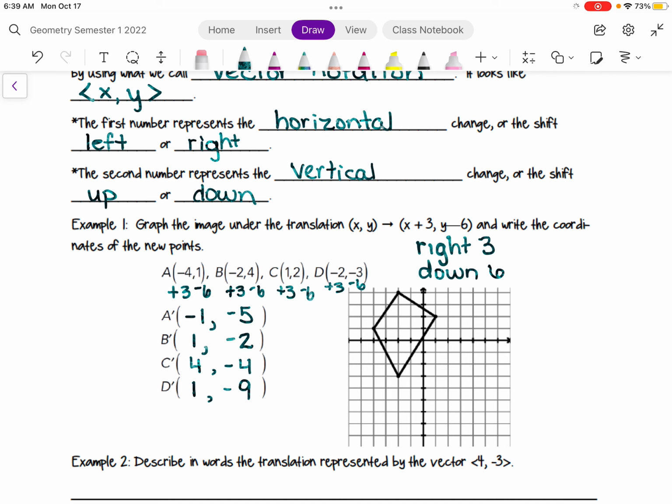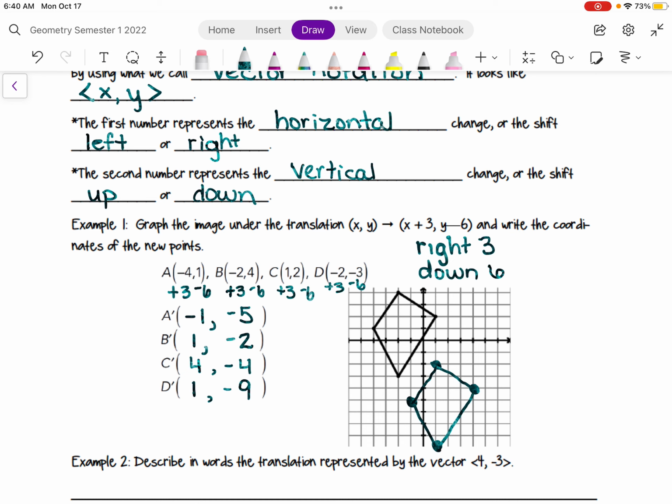So negative 1, negative 5. 1, 2, 3, 4, 5. 1, negative 2. 4, negative 4. And then 1, negative 9. Now notice, it's still the exact same shape. It's as if I lifted up that shape and moved the whole thing right 3, down 6.